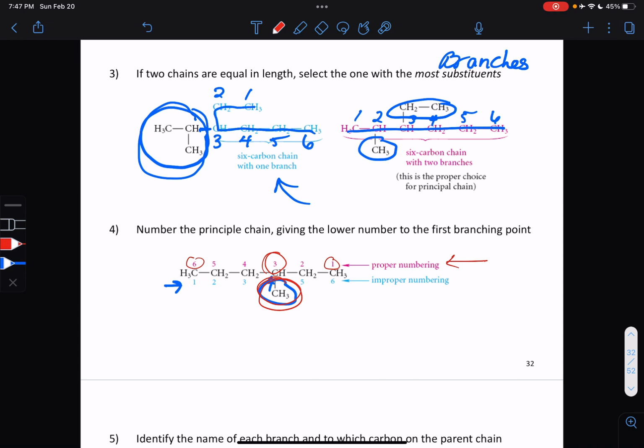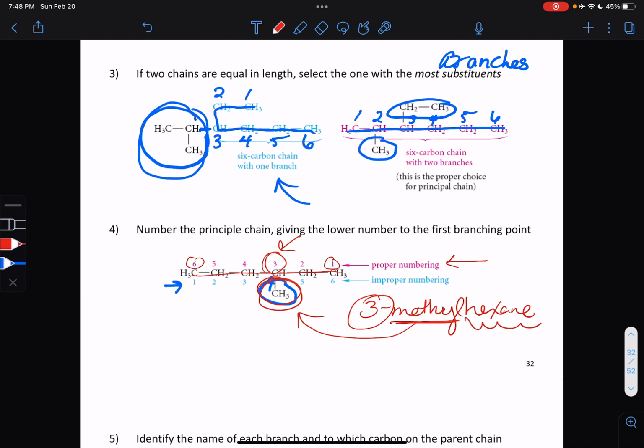And this is going to give us 3-methyl hexane, because we've got a methyl group, which is CH3, and we'll get to what the branches are called in just a little bit. Don't worry, just roll with it right now. A methyl group hanging off of carbon 3, and our 6-carbon chain is called what?